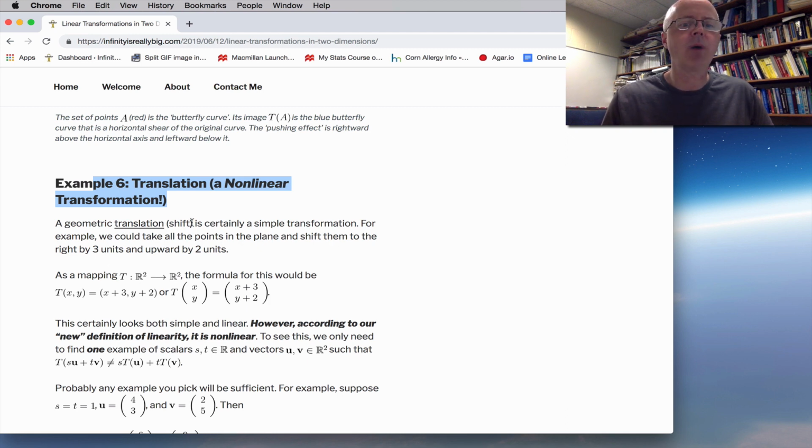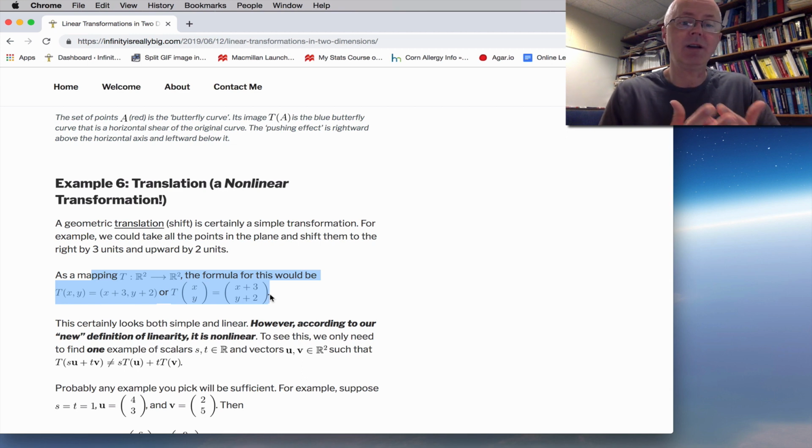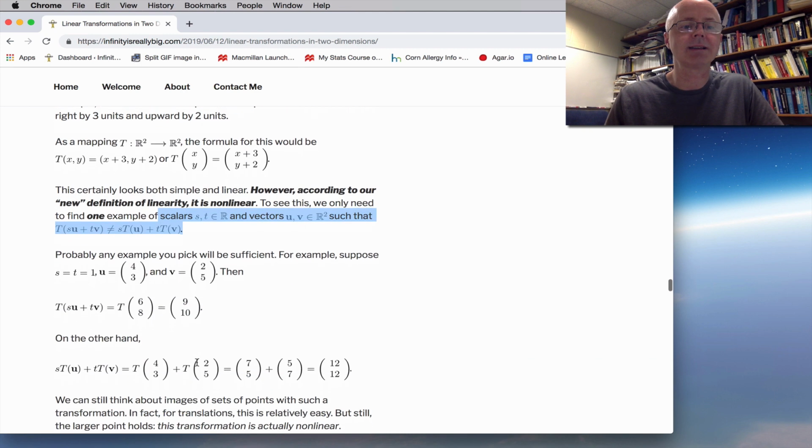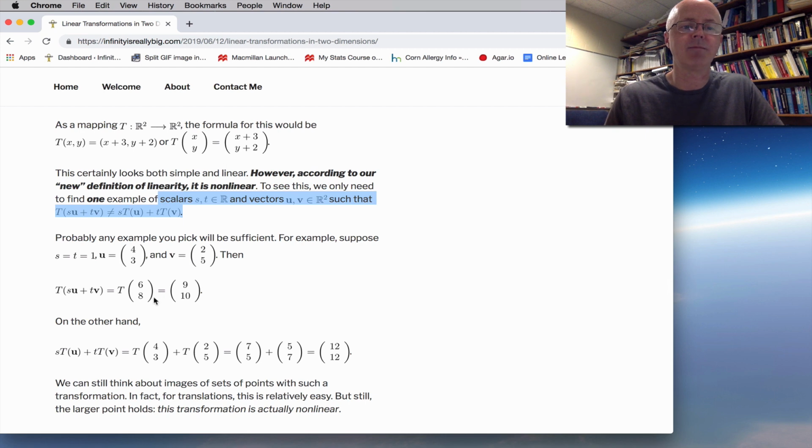If we take points and shift them to the right by 3 units and upward by 2 units, the formula for the mapping is this, which looks linear. You've got first powers of x and y. But the +3 and +2 mess it up as far as this property goes. You will be able to find scalars s and t and vectors u and v where this equality fails. In fact, I've got an example right here, okay? And the punchline is this vector is not the same as this vector. All right, so this is actually nonlinear because of that.